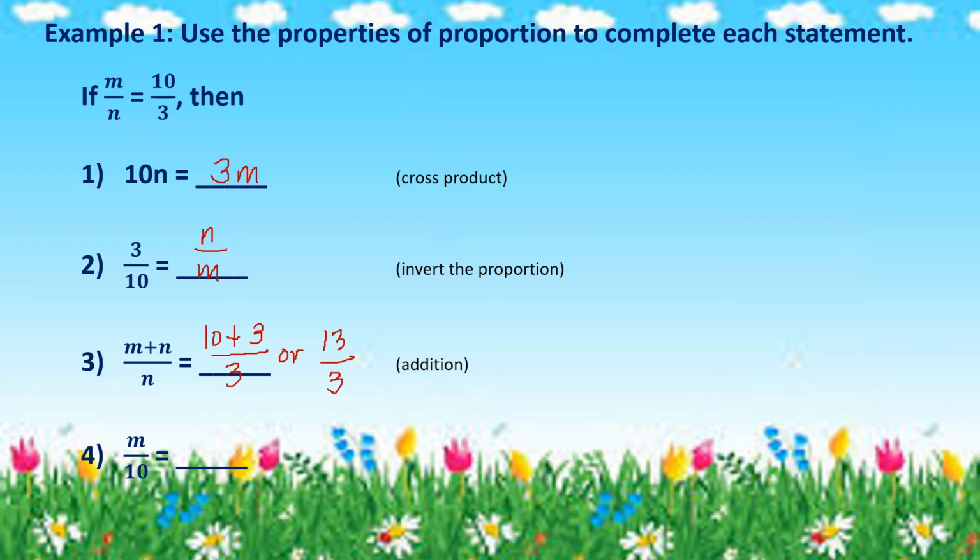Number 4, m is to 10 is equal to n is to 3. So if you will try to observe, we switched the means. So in short, we made use here of the alternation property.